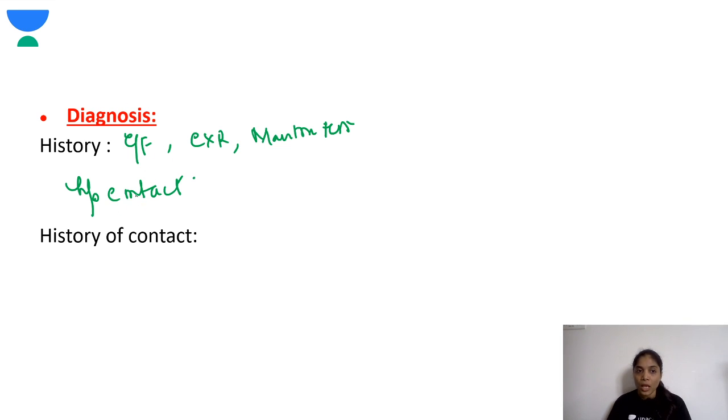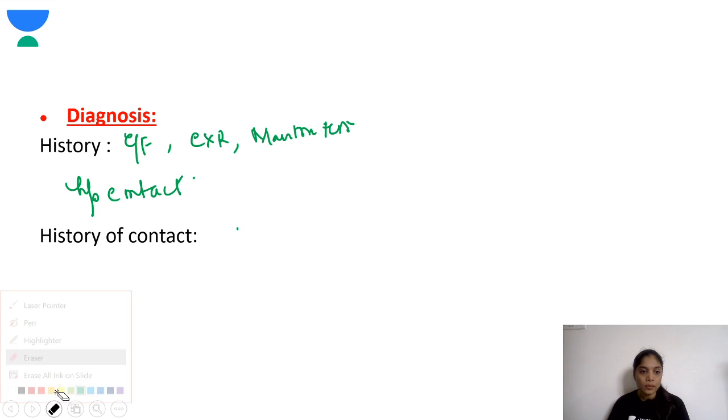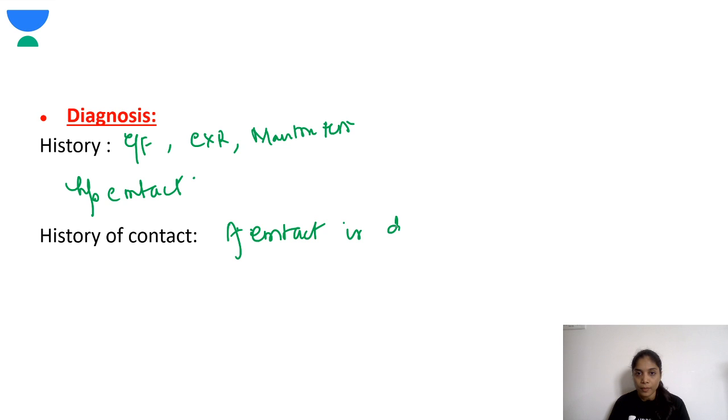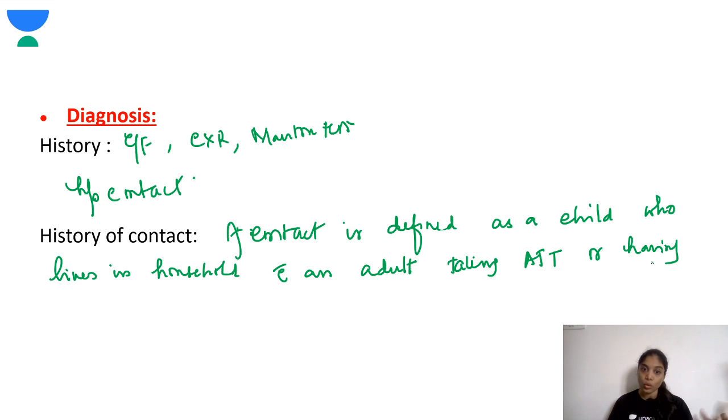So now you have to remember this. A contact for tuberculosis is defined as a child who lives in a household with an adult who is taking anti-tubercular treatment, or who has already taken such treatment in the past 2 years.